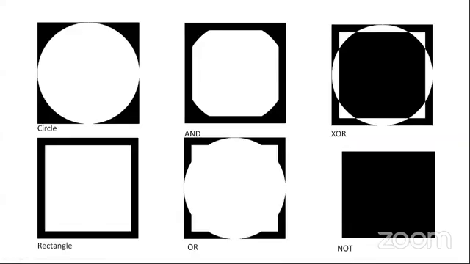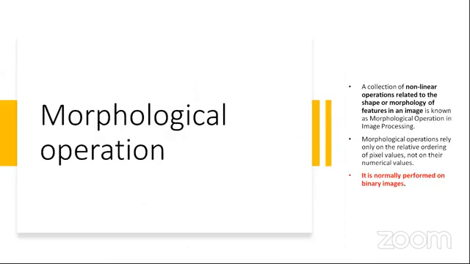After morphological operations. So now this is the last portion which we have, morphological operation, and the collection of non-linear operation related to a shape or morphology of feature in an image is known as morphological processing. So basically, what does morphological operation help us to do? We will see it through the examples. I guess it will be more clear to you guys.